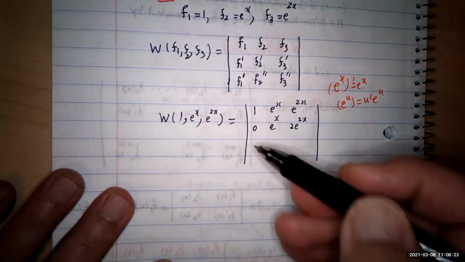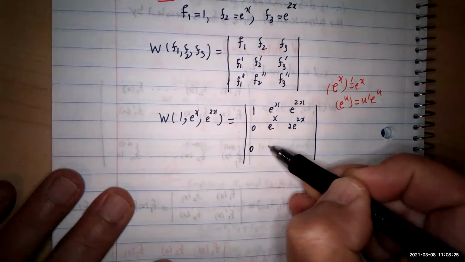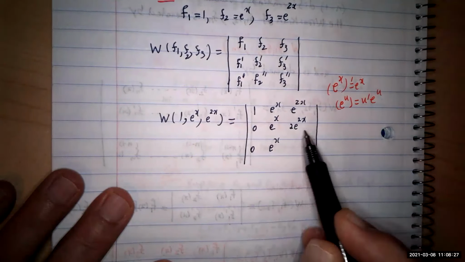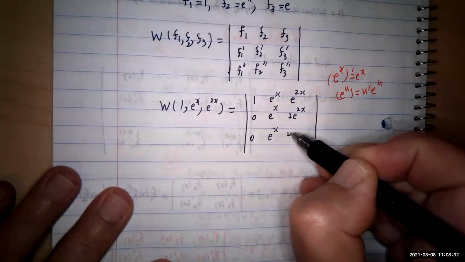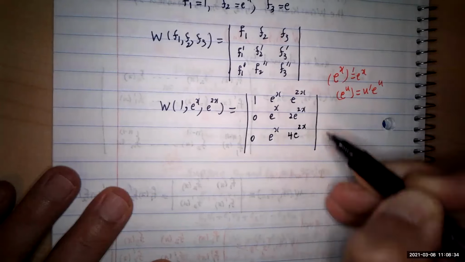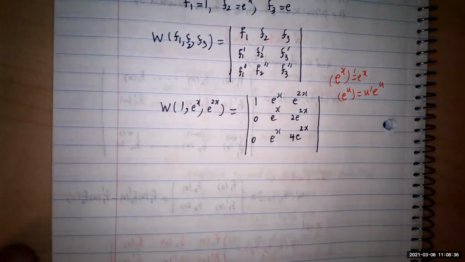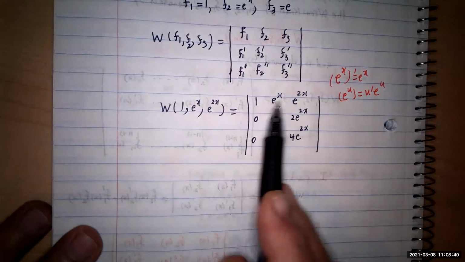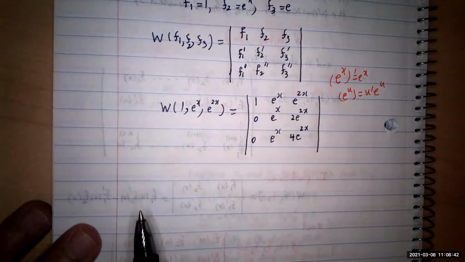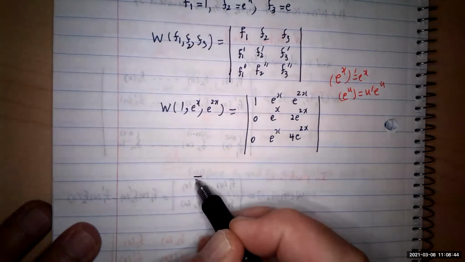So we differentiate again. It's going to be 0, then e to the x. You differentiate e to the 2x and you get another 2, making it 4 e to the 2x. Now find the determinant of this matrix, which is very easy. Use this first column and just get it right away.